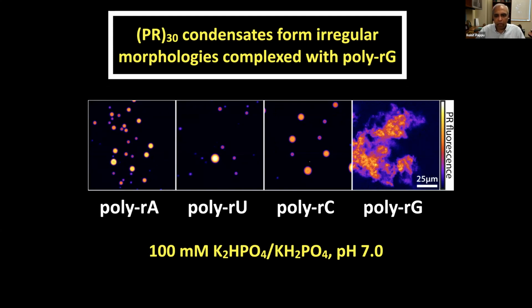Here it's the PR30 molecule that is being labeled. But interestingly enough, when one has a polyguanine, essentially what one starts to see are these fairly irregular morphologies. And those of you who know your nucleic acid biophysics will appreciate that it is reasonably well established that G tracts will make G quadruplexes.